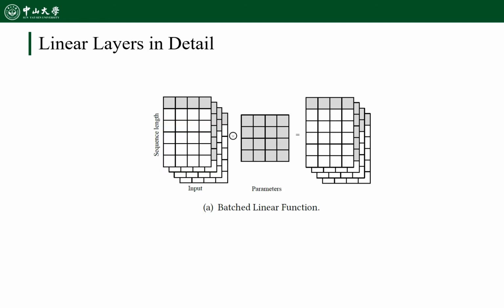For linear layers, multiple input samples are batched as input. Then each row, or rather each word, will multiply with the entire parameter matrix. If sentences are padded into the same length, there exists redundant computation in linear layers of transformer-based model inference.